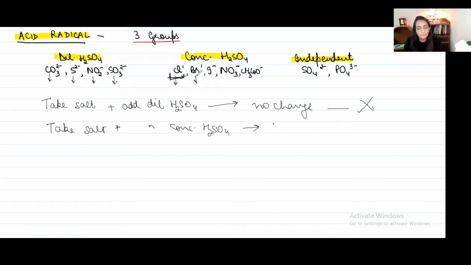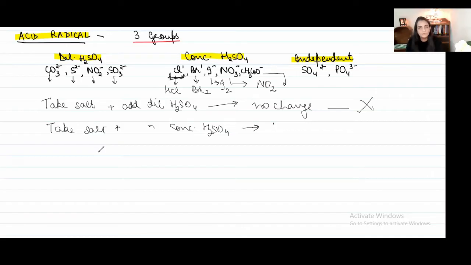If you get a reddish brown gas, which is due to liberation of bromine, it will indicate bromide. Then violet colored vapors of I2 indicate iodide. And on adding paper pellets or copper turnings, liberation of reddish brown gas, that is NO2, indicates presence of nitrate ion, and a vinegar-like smell indicates presence of acetate.